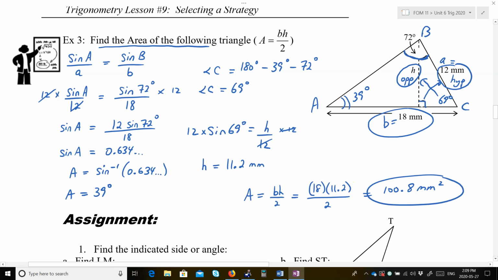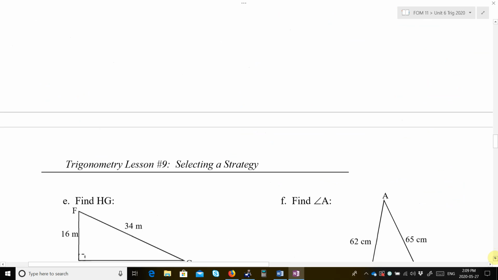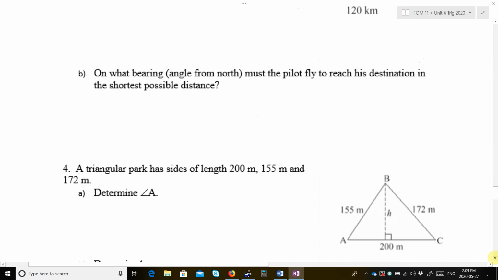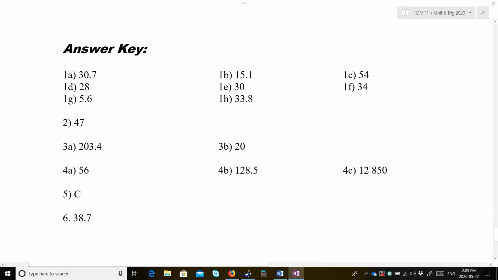Alright, so there you go, guys. That is Trigonometry Lesson 9. That is our last lesson in this unit of trigonometry, which means I'll send you a test soon that you can do open book. In the meantime, check out this assignment, try all those questions, and as usual, there is an answer key at the end, I think. Yep, there's the answer key.